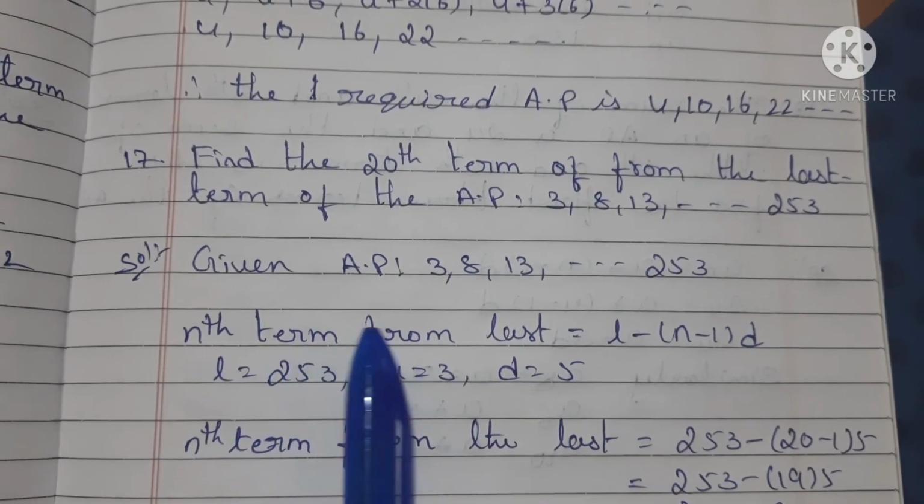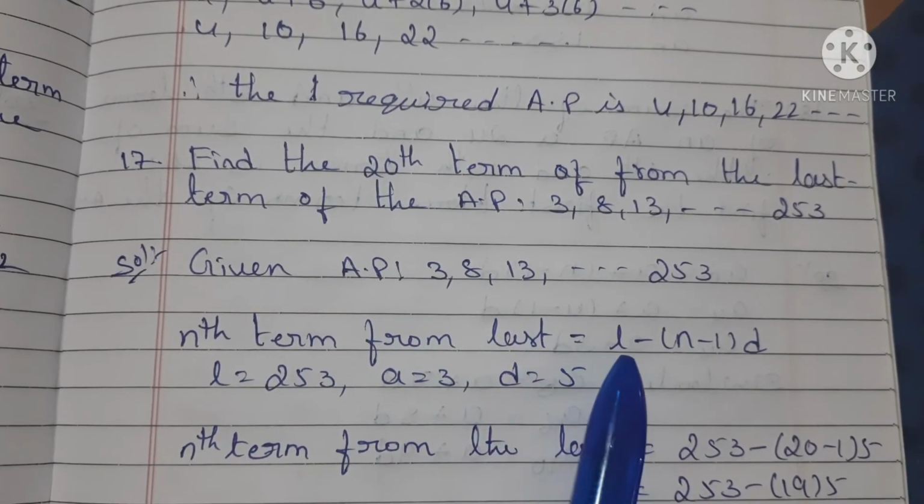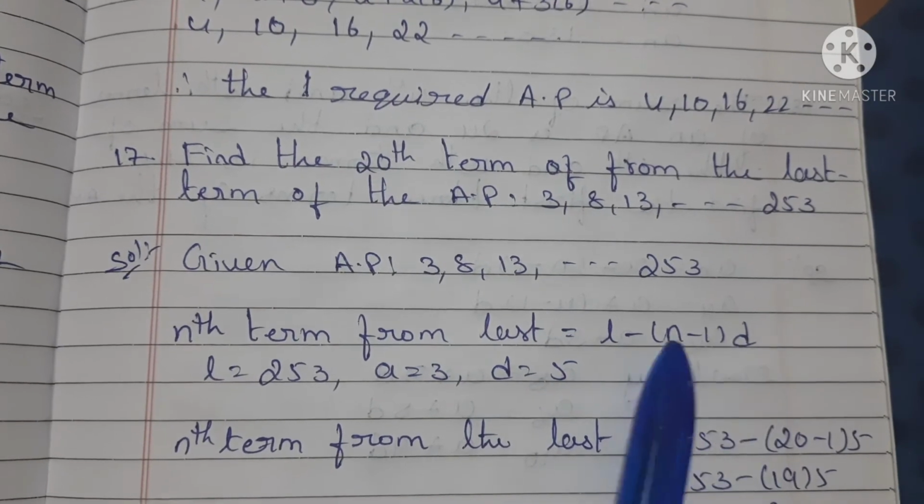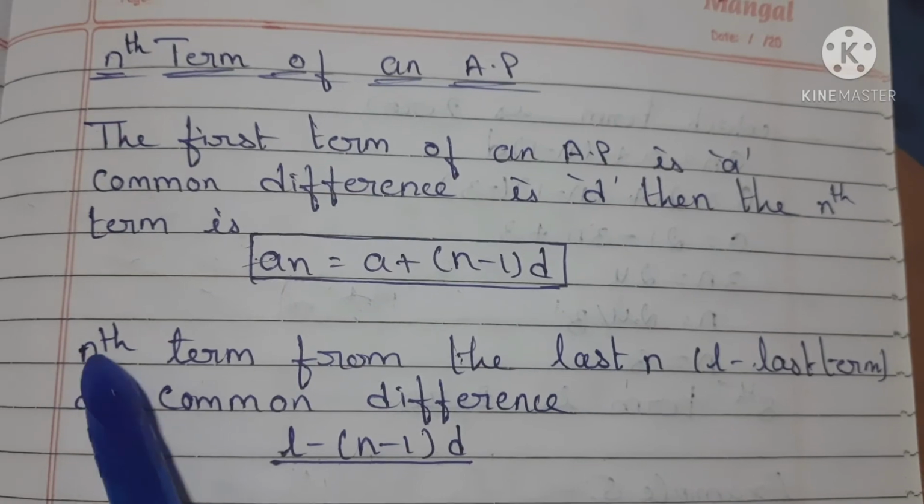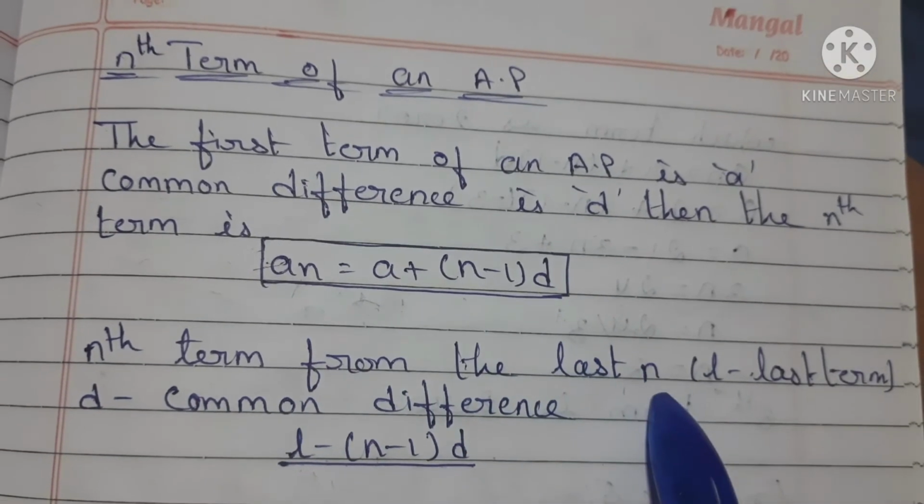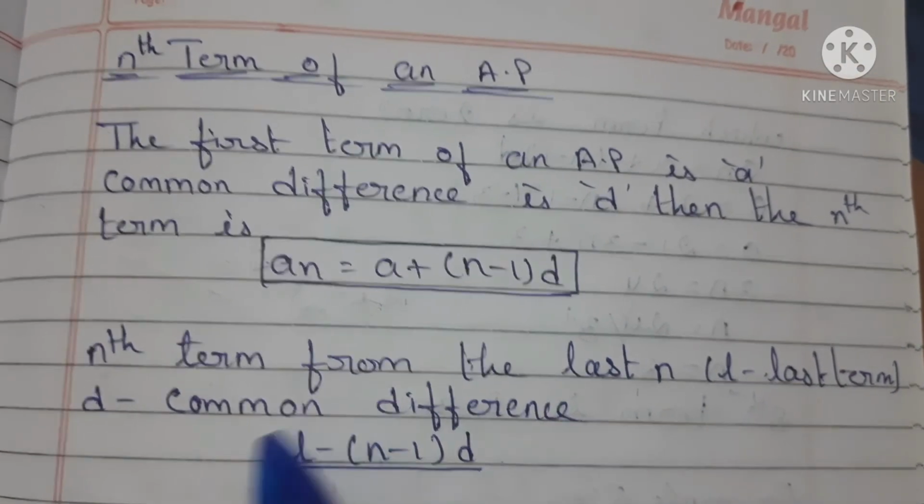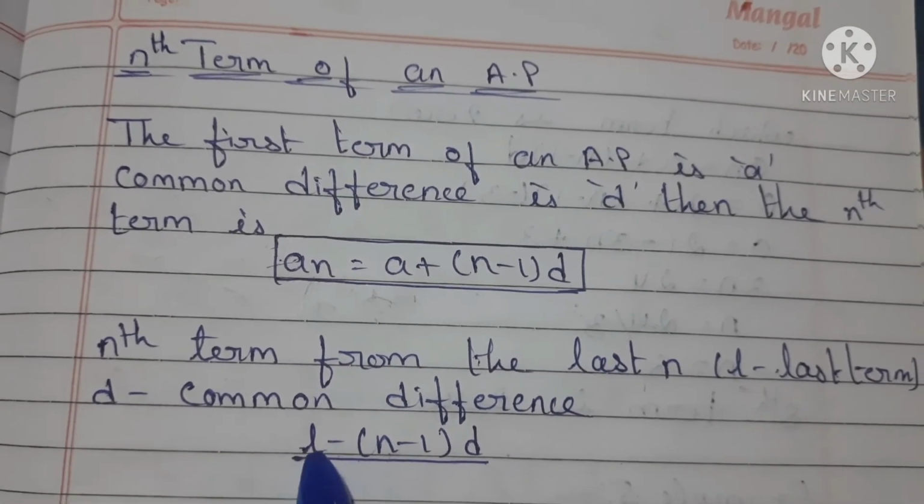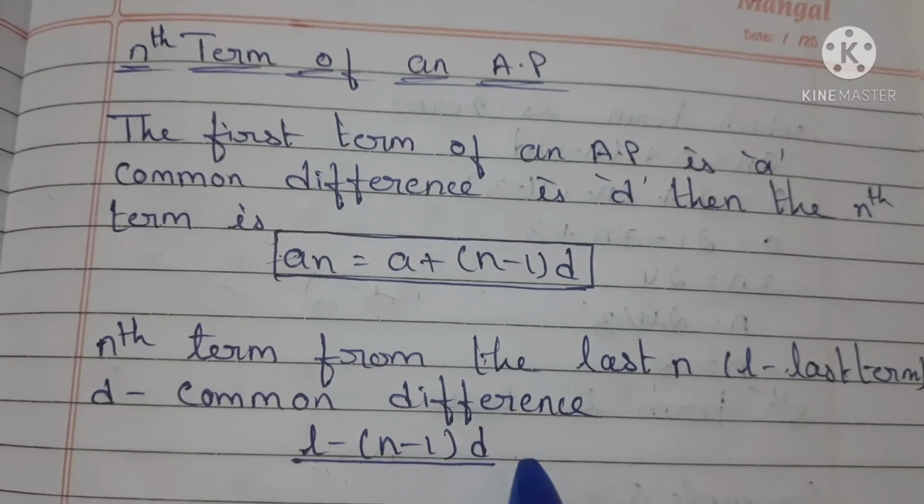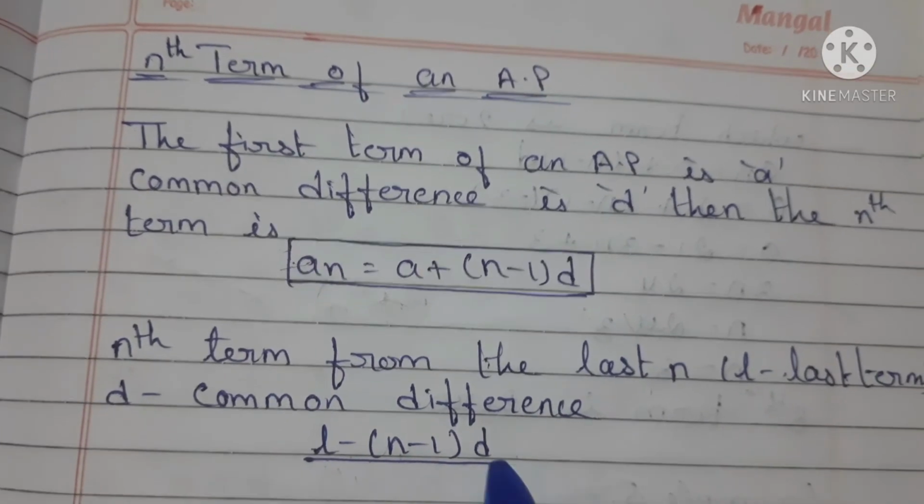Now, nth term from the last is L minus n minus 1 into d. This is a formula. See here, nth term from the last n, L last term, d is common difference, then a sub L is equal to L minus n minus 1 into d. This is the formula.